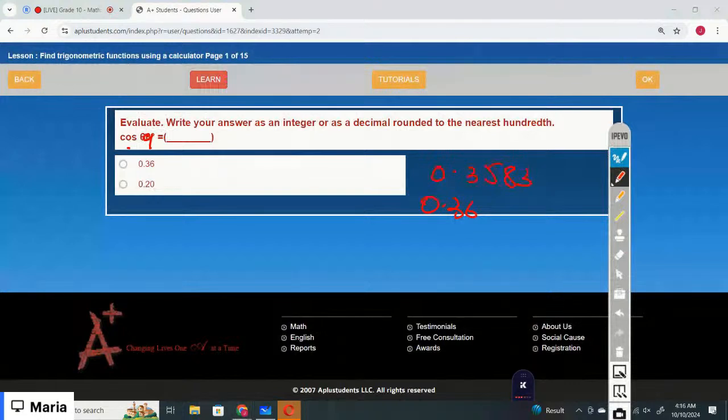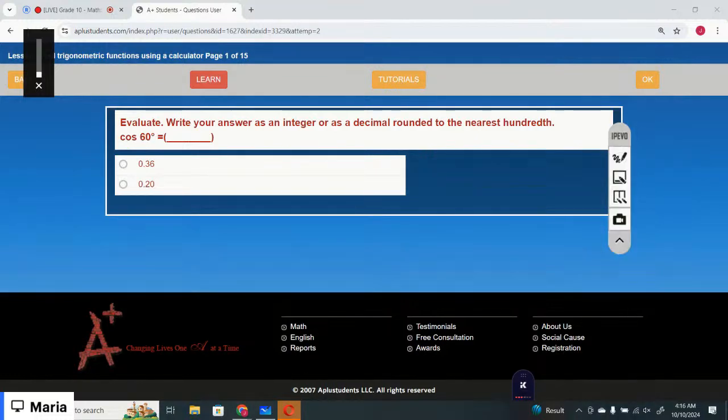You simply have to use the calculator. The question is you have to evaluate cos 69, not 60, right? So the correct option is 0.36. Option number 1 is the correct option.